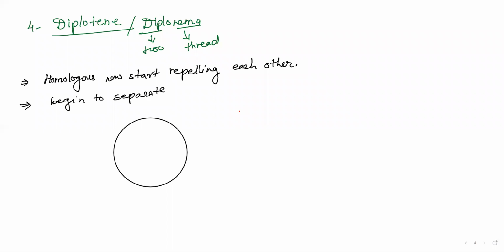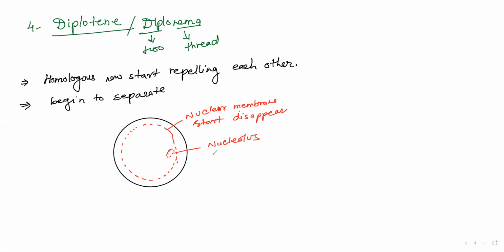Here in this phase, Diplotene, the nuclear membrane and nucleolus will start to disappear. And the chromosomes will start repelling. जो क्रॉसिंग ओवर हुआ था वो अलग होने लगते हैं. So it will be like this.